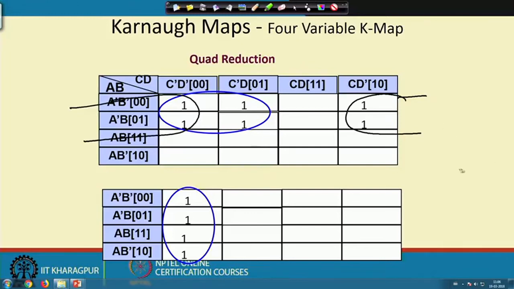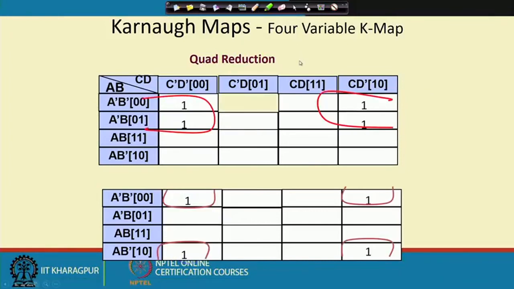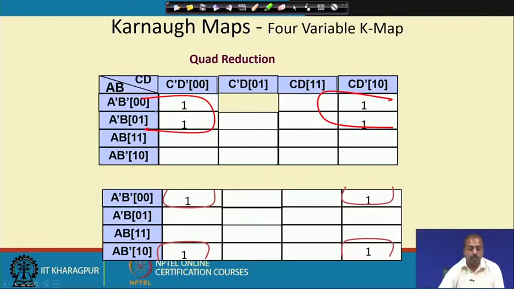So, we will take some example. Here you see that we have got this A bar, this C bar, so this C D bar and C bar D bar, between these two. You see that your A bar is not changing its polarity, B is changing its polarity, and between these two C is changing its polarity, but D is not changing its polarity.